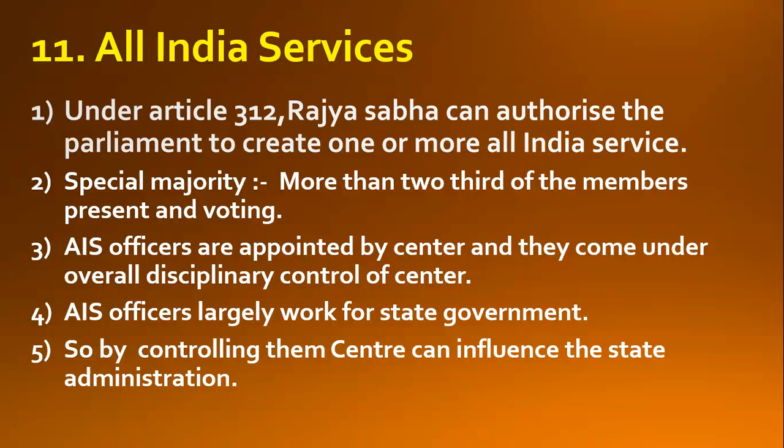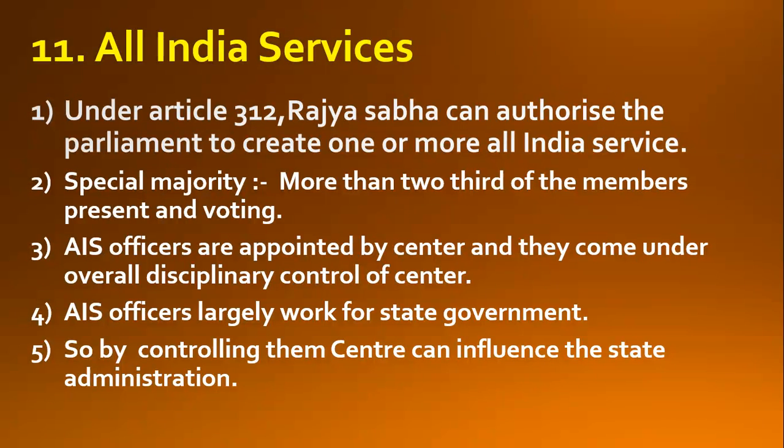Now friends, the third category is all India services. Who are the officers of AIS? Currently there are three services which come under AIS. The first is IAS, the Indian Administrative Service. The second is IPS, the Indian Police Service. And the third is IFS, the Indian Forest Service. Indian Foreign Service is a central civil service, but Indian Forest Service is an all India service.